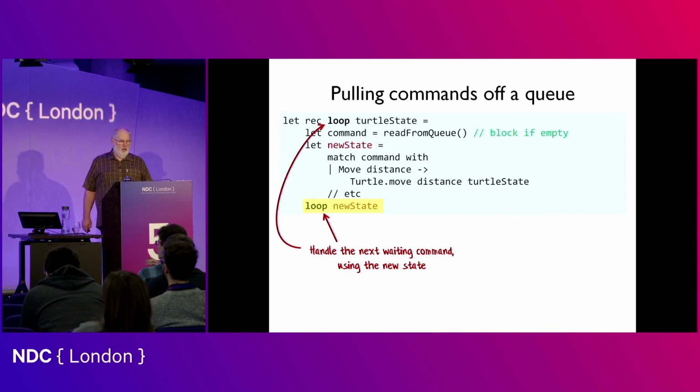Right. Yeah, and in the loop, now the state is just passed through. I don't need to have the mutable state, because the state just comes around for the next time in the loop.